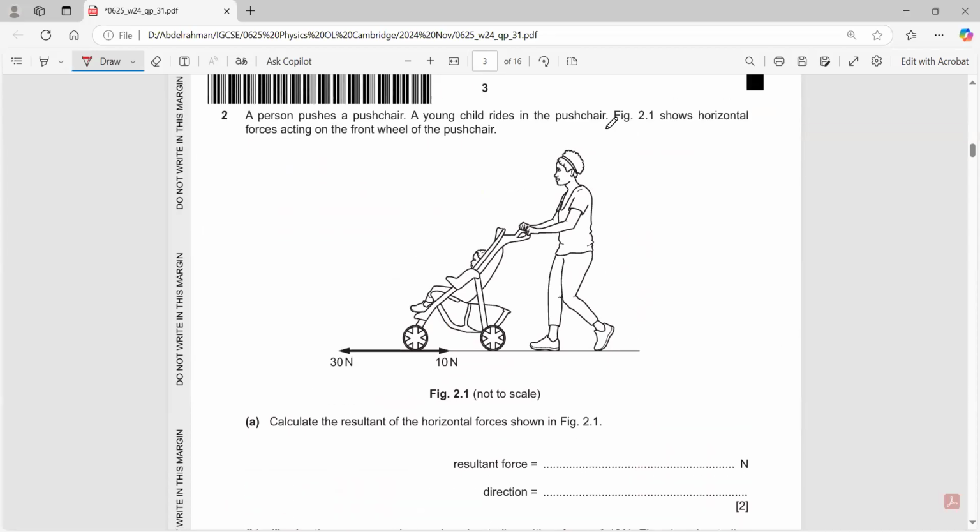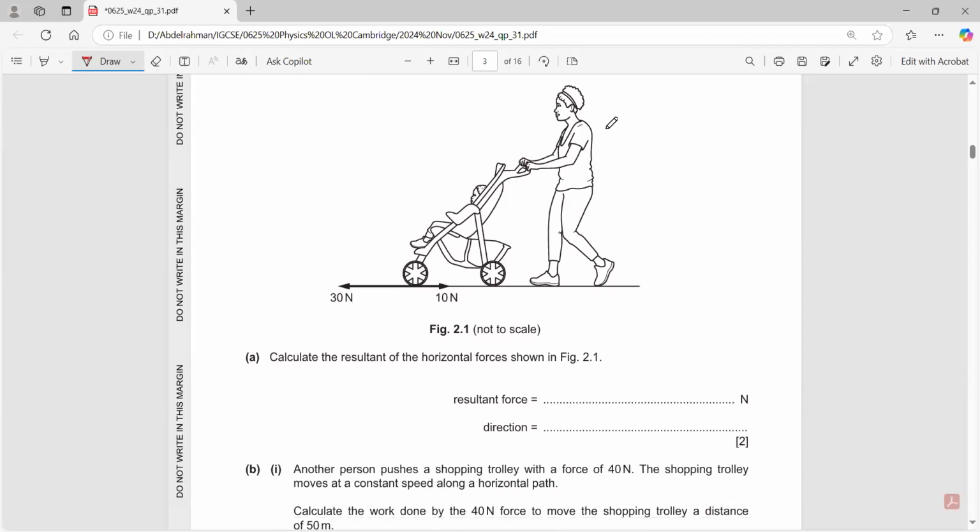A person pushes a pushchair. A young child rides the pushchair. Okay. Calculate the resultant horizontal force and the direction. So the resultant would be 20. What would the direction be? Direction would be forward. Yes, okay, it would be forward.